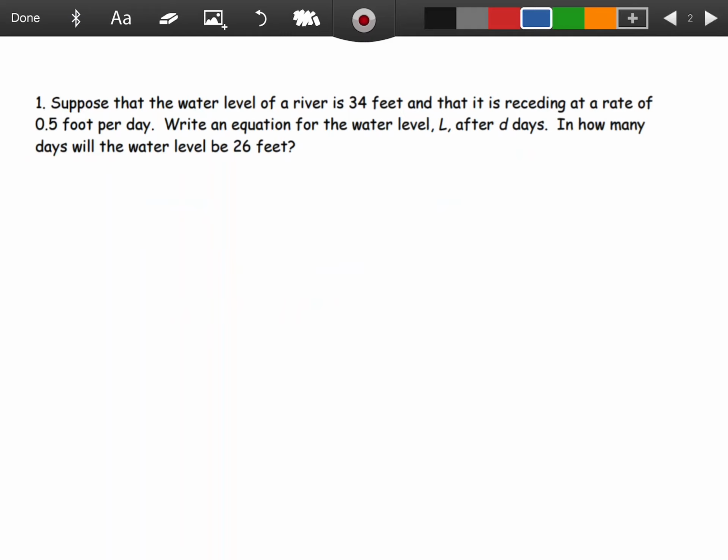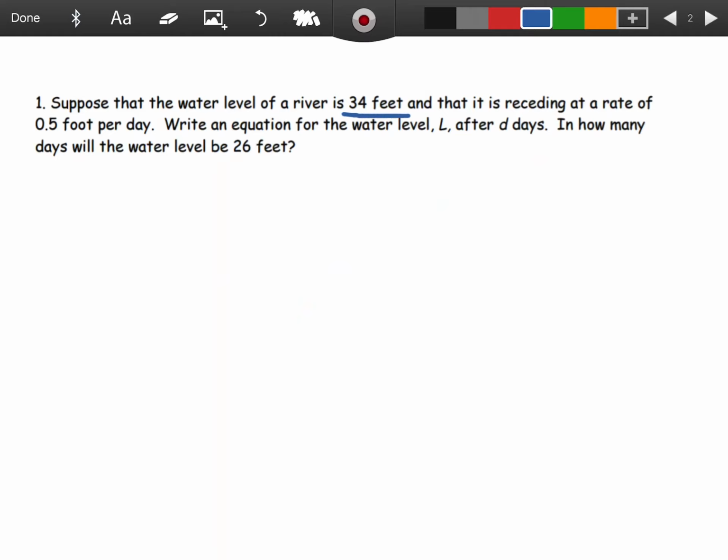So here in this first example, we have: suppose that the water level of a river is 34 feet and that it is receding at a rate of 0.5 feet per day. Write an equation for the water level L after d days. In how many days will the water level be 26 feet? We always want to start these problems off by trying to write the equation. So we know that the water level is 34 feet right now, and then it's receding at a rate of 0.5 feet per day.